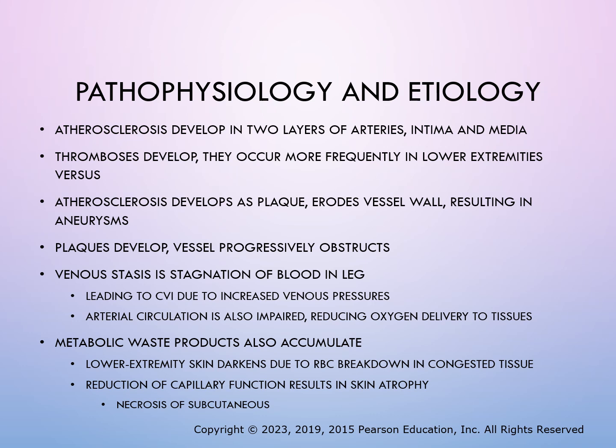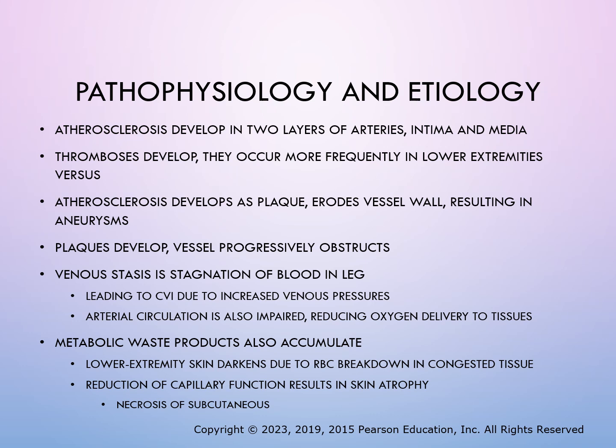Metabolic waste products also accumulate. Lower extremity skin darkens due to RBC breakdown in the congestive tissue. The reduction of capillary function results in skin atrophy and necrosis of subcutaneous fat, ultimately resulting in stasis ulcer formation. As the stasis ulcer worsens, ineffective inflammatory and immune responses increase risk for infection.